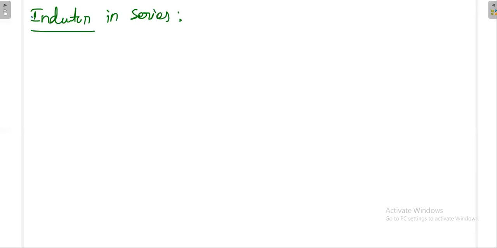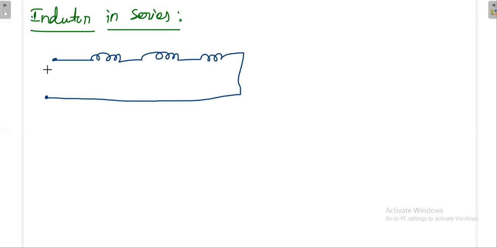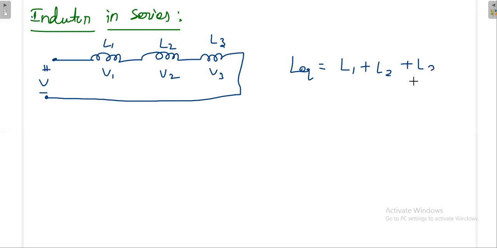That inductor in series is something similar to the resistance in series. When the inductors are in series, you are applying some voltage. Here V1, here V2, here V3 drop will be there, if this is L1, this is L2, this is L3. Once you apply KVL, finally it comes like this: L equivalent is equal to L1 plus L2 plus L3. Why? Because this is something similar to the resistance.